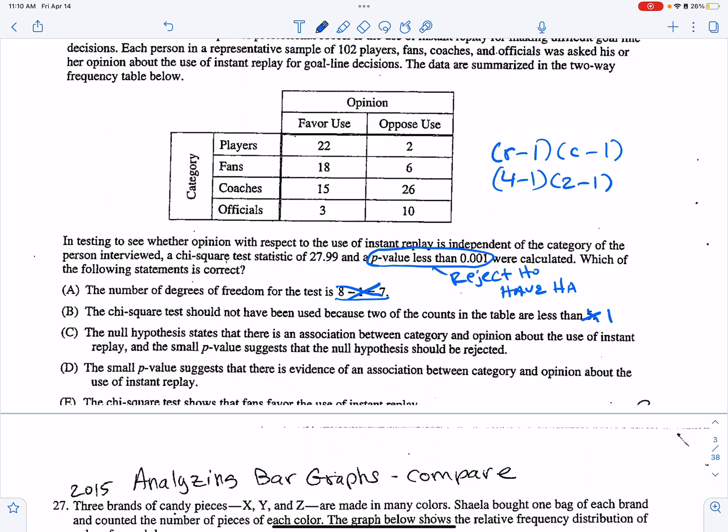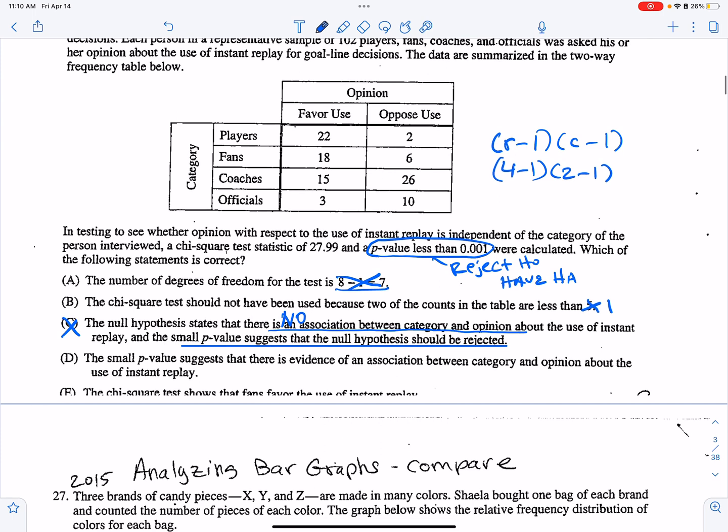The null hypothesis states that the association between category and opinion are used in instant replay, and a small p-value suggests that the null hypothesis should be rejected. So a small p-value suggests the null hypothesis should be rejected. That kind of looks good to me, so I read it again, but then it says the null hypothesis states that there is an association between category and opinion. The null hypothesis states that there is no association. So it's opposites. But it was a close one, so it brought my eye. I had to read it.